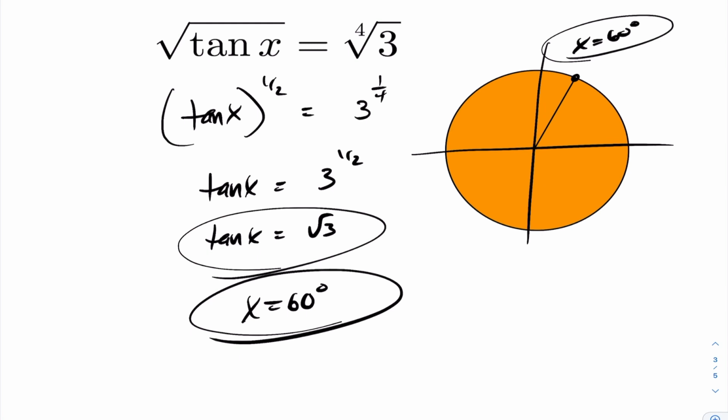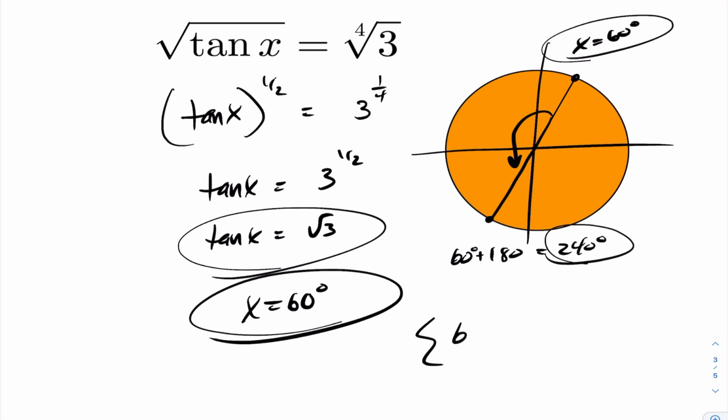And therefore, the only other location this would happen would be in this quadrant here, in which case, again, we can add 180 degrees to that, right? That'll put us in this quadrant here. And doing so, we get 240 degrees. So the two answers to this equation here will be 60 degrees and 240 degrees.